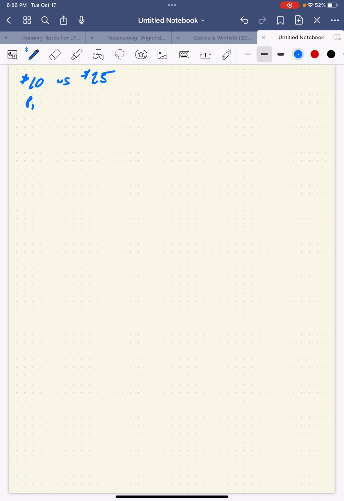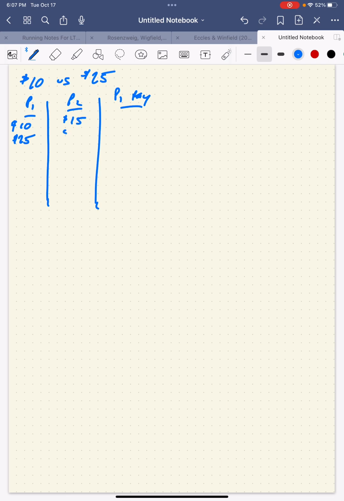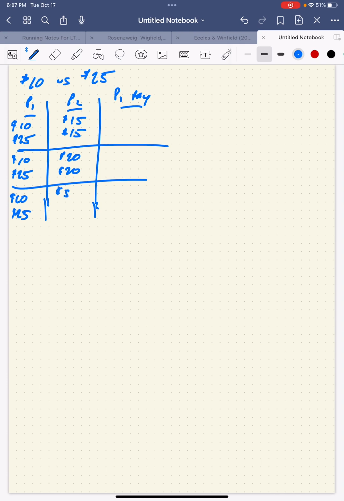So we can say publisher one, publisher two, publisher one payoff. And we're asking now, is $10 or is $25 better regardless of what player two plays? So is it better if they play $15? Is the $10 option or the $25 option better if player two plays $20? Is the $10 option or the $25 option better if player two plays $50? And when we say better, we mean what is going to give a higher payoff to player one.